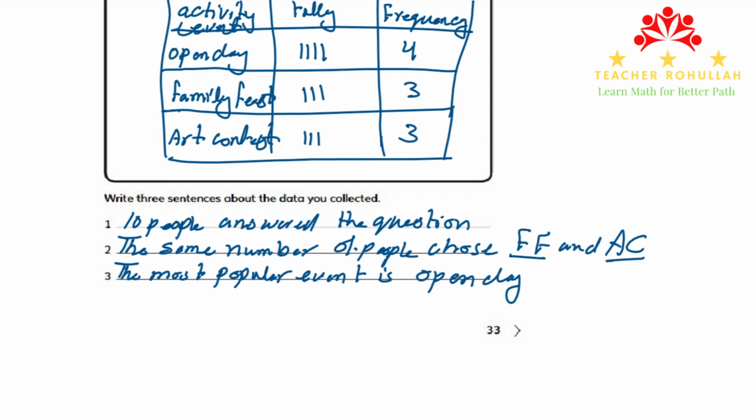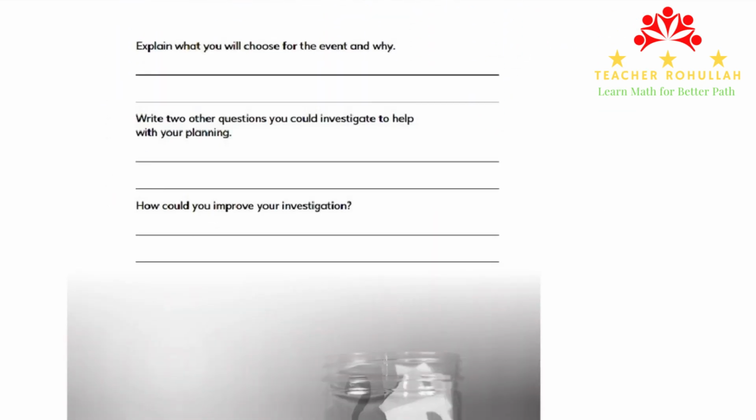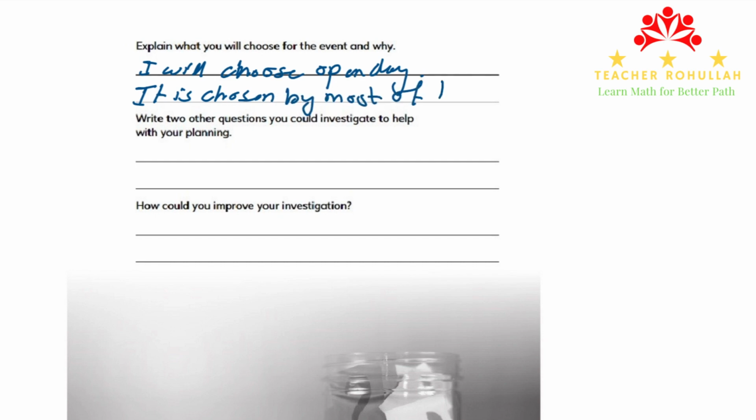So let's scroll down to see what we have in the next part. Here it says, explain what you will choose for the event and why. Because we saw that most of the people chose open day, I will also choose open day. And the reason why I choose it is that it is chosen by most of the people.